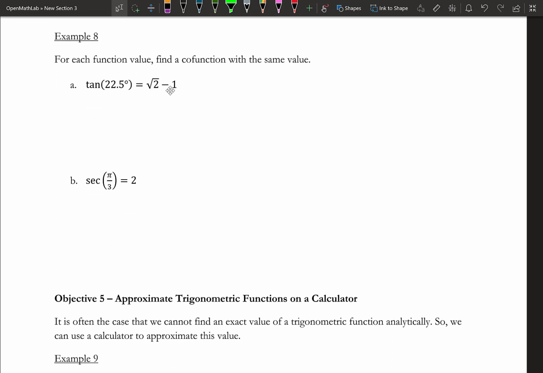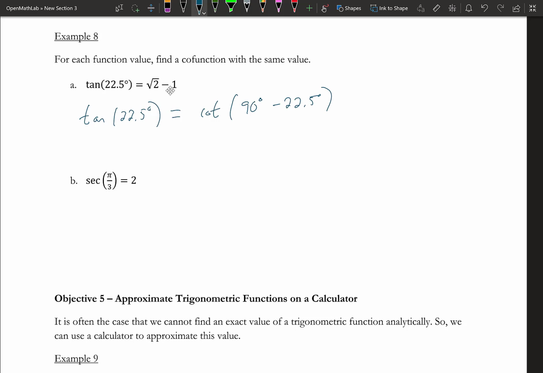Right? So then example 8. For each function value, find a cofunction with the same value. So we have that tangent of 22.5 degrees is equal to radical 2 minus 1. The cofunction of tangent is cotangent. So tangent of 22.5 degrees would be equal to cotangent of 90 degrees minus 22.5 degrees.